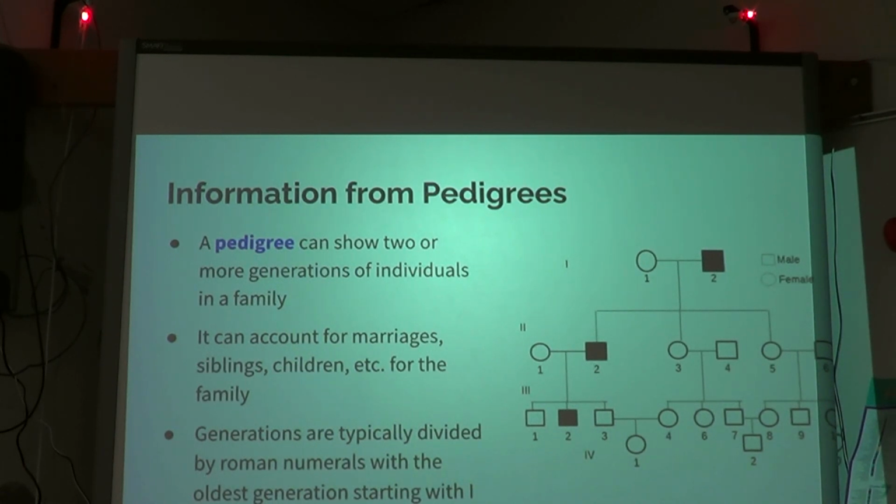So how many of those individuals have the trait, whatever the trait may be? Three. There's three shaded squares and circles. There's three people that have whatever trait we're talking about.